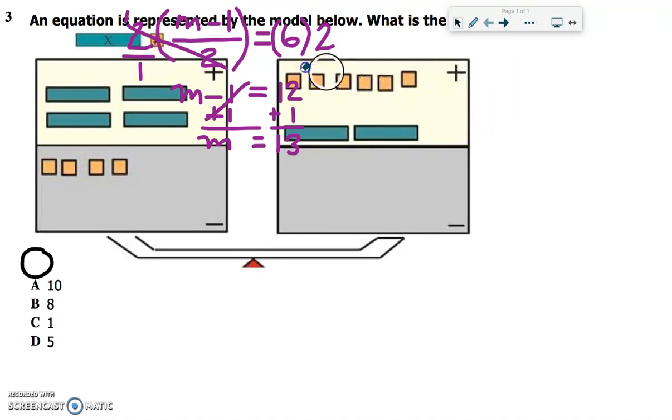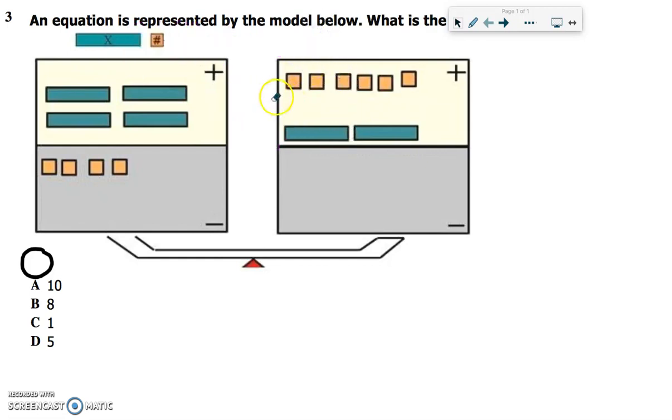Okay, so let's erase. Let me see if that little technique you guys showed me works. There we go. Okay, so now we have, let me move this out of the way a little bit. An equation is represented by the model below. What is the value of x?